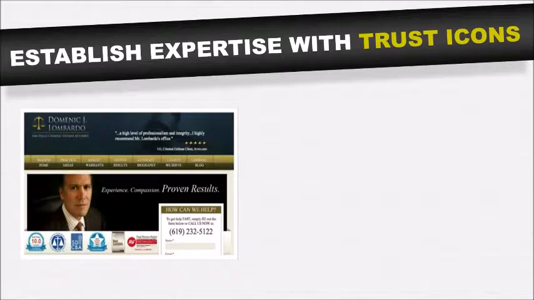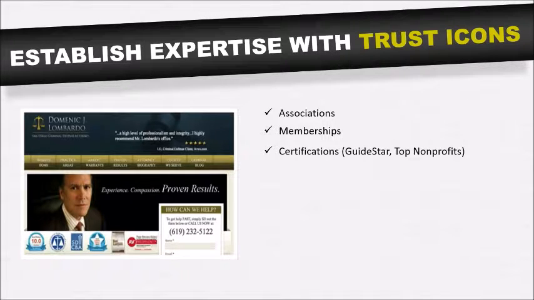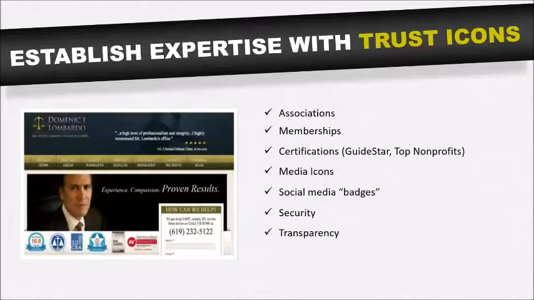Trust icons include logos or badges from things like associations, memberships that you might have, certifications to places like GuideStar and top nonprofits, media icons, social media badges, security certificates or security logos. Transparency, meaning that you list your 990s prominently so people can find them easily, and you're clear on how you raise money and how you spend money. And then, of course, Visa, MasterCard icons, which show that you're not some fly-by-night entity, but have secure accounts with other merchants who can process those cards.